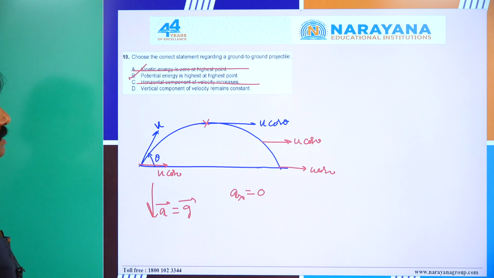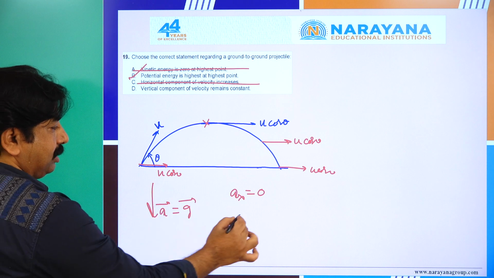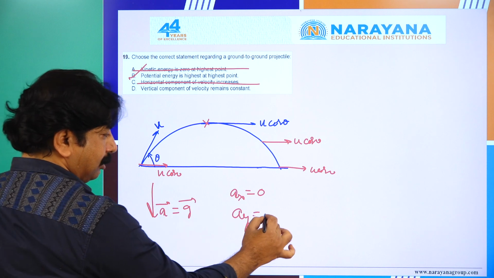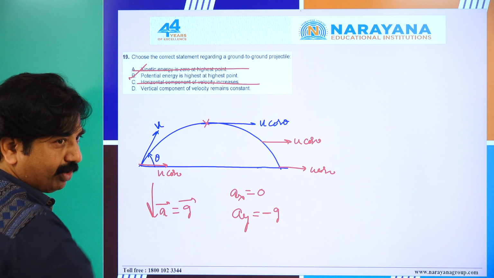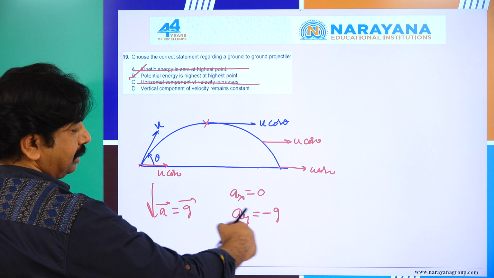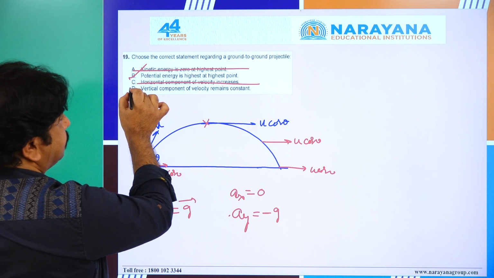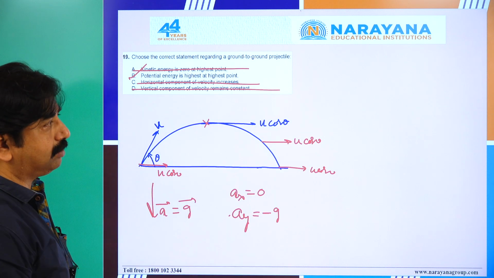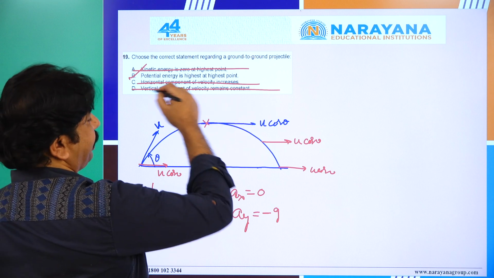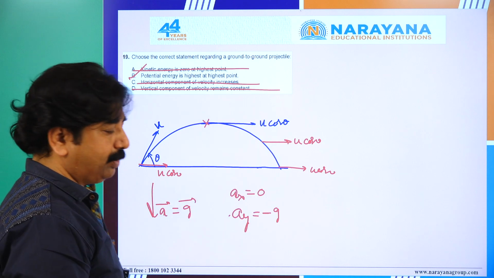Vertical component of the velocity remains constant. Actually, the acceleration in the vertical direction, a_y is equal to minus g, meaning downwards. So there is acceleration in the downward direction, which means the vertical component is always variable. So it is struck out. So now the answer is only B. The final one is B only.